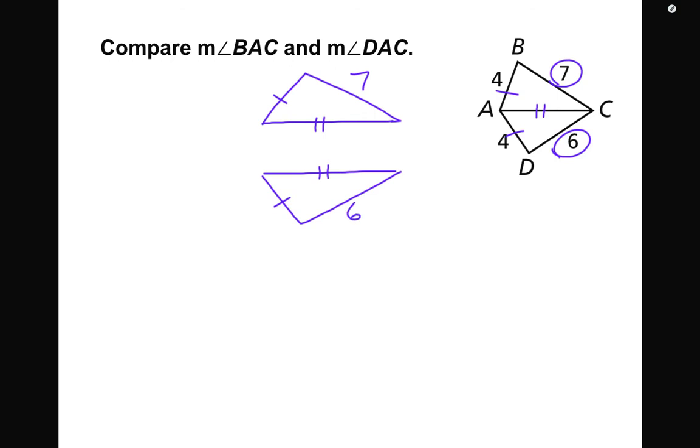So the hinge on the top triangle is open wider than the hinge on the bottom one. So the angle in the top one is bigger than the angle in the bottom one. So compare angle BAC. We're going to say BAC is greater than angle DAC because the hinge is open wider.